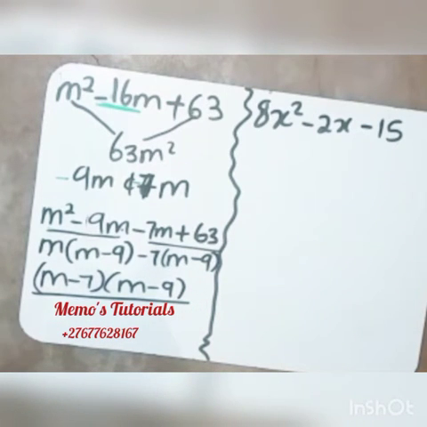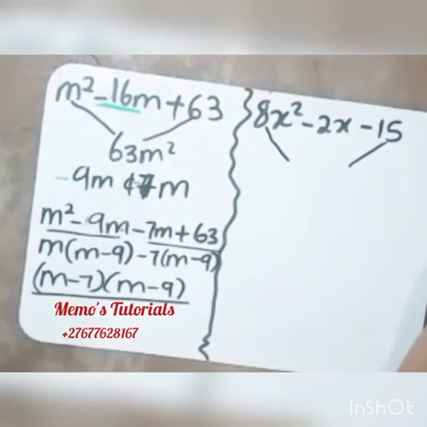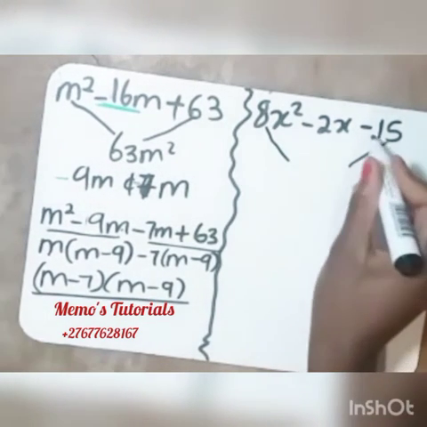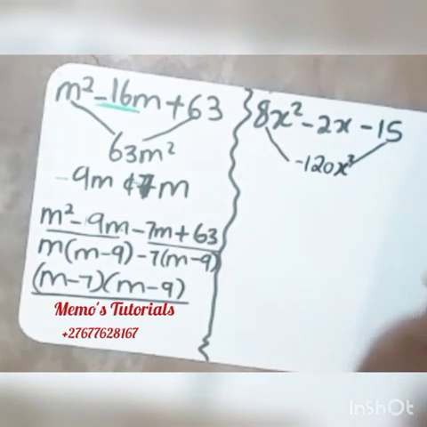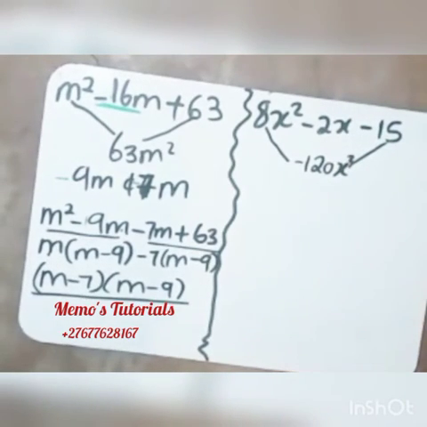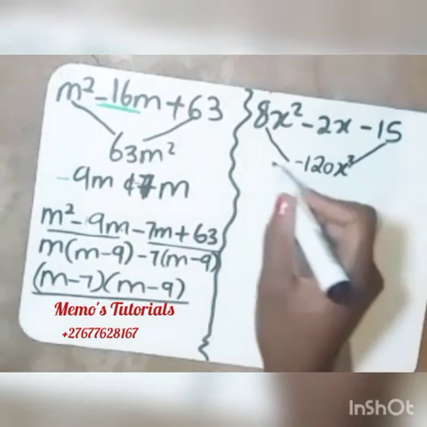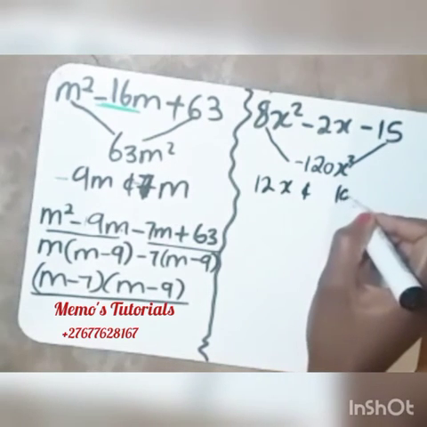And the second one, they're saying 8x squared minus 2x minus 15. We're going to do the same. Let's multiply 8x squared and minus 15. 8 times 15 is 120, but because of that negative, it's going to be negative 120x squared. Now let's look for two numbers. When we multiply them, they'll give us minus 120x squared, but when we add or subtract them, they'll give us a minus 2x. Okay, which is, in this case, we have 12x and 10x.